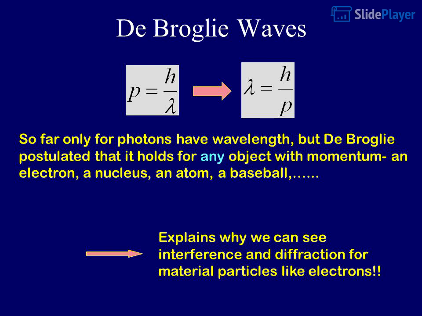So far only photons have had a wavelength, but De Broglie postulated that it holds for any object with momentum: an electron, a nucleus, an atom, a baseball. This explains why we can see interference and diffraction for material particles like electrons.